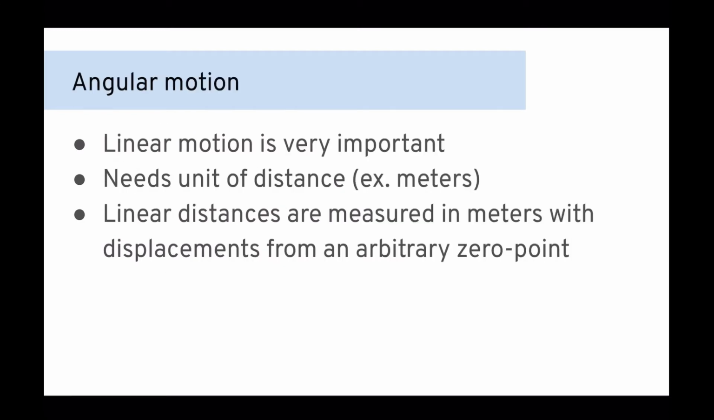What is angular motion? It is an important part of the way objects move in the world, and linear motion plays a part in it. It uses units of distance, in this case, meters. These linear distances are measured in meters with displacements from an arbitrary 0 point.